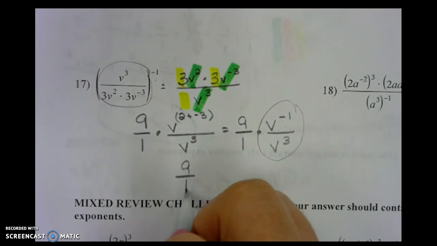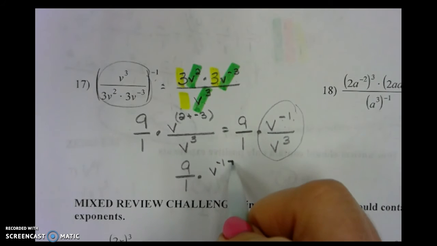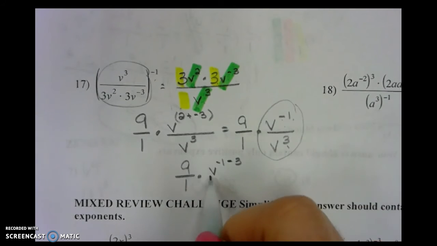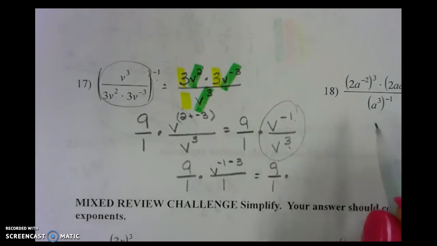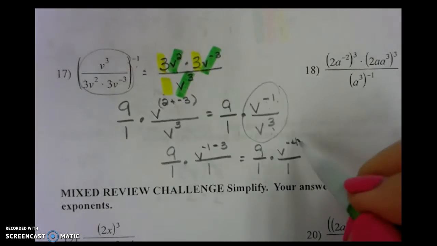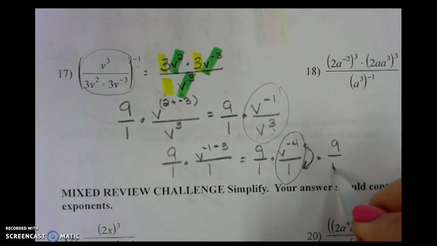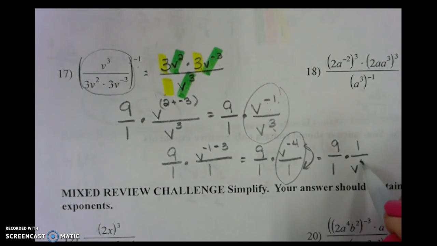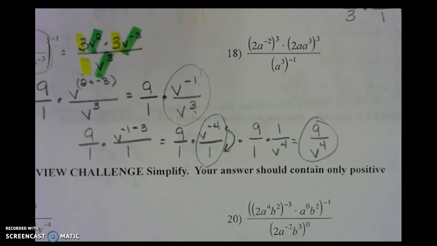I'm going to keep the 9 over 1, and then I've got v to the negative 1 minus the 3 v's that were in the denominator, leaving me just a 1 in my denominator. 9 over 1 times v to the negative 4 over 1. I have to deal with that negative exponent by flipping the reciprocal, which gives me 9 over 1 times 1 over v to the now positive 4. My answer is going to be 9 over v to the 4th. And that is all on that one.